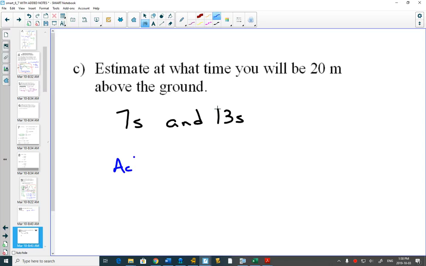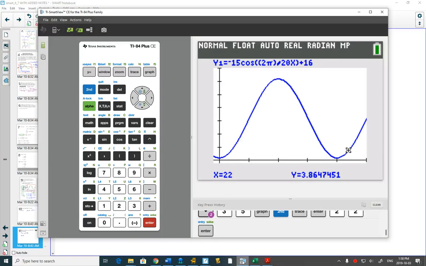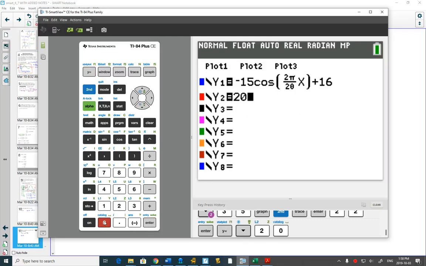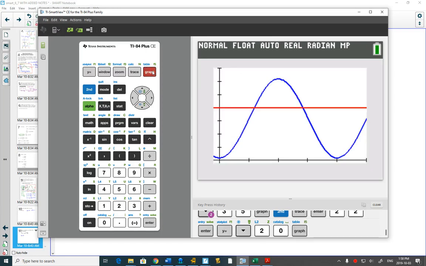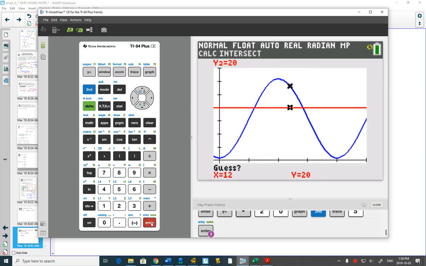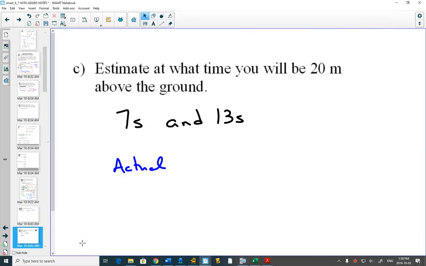And if we want to find the actual ones, we'd have to use our calculator. We need to go to y equals, and in our second equation, type in 20 to draw that horizontal line at 20. Second, calculate the intersection, number 5. Enter, enter, enter. 14.14.